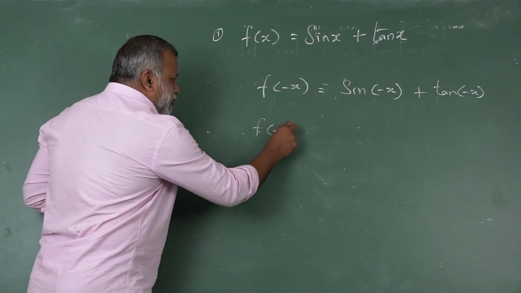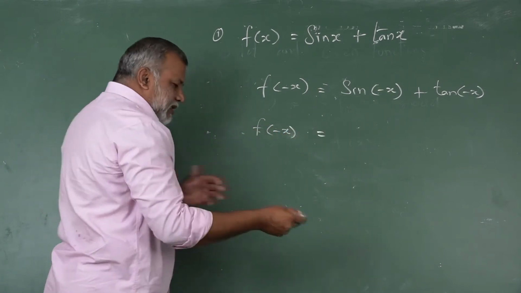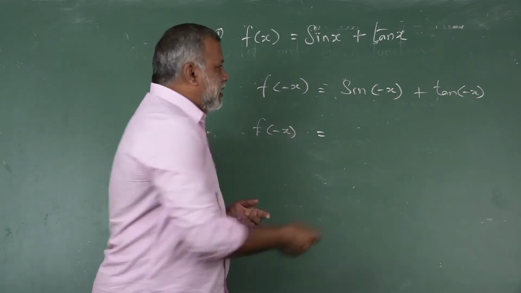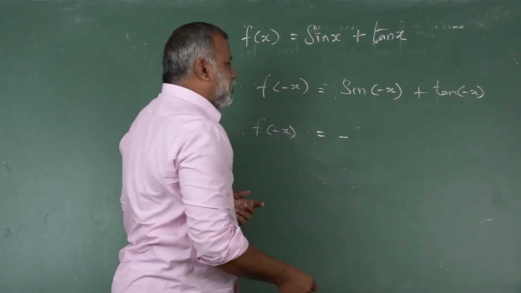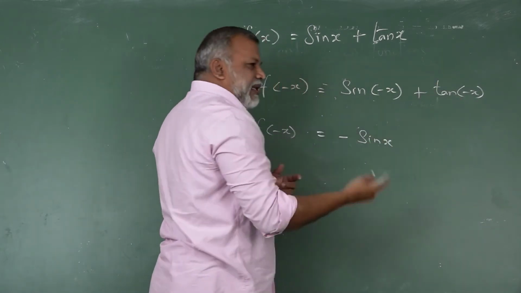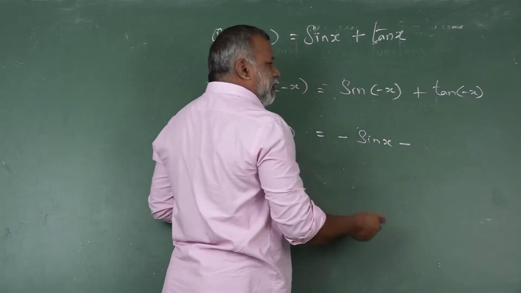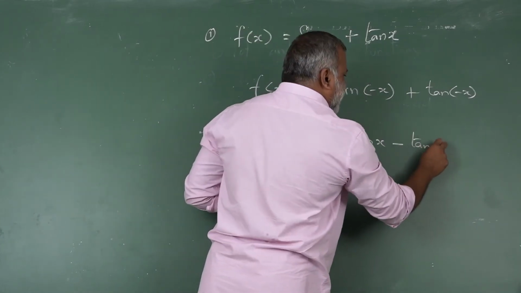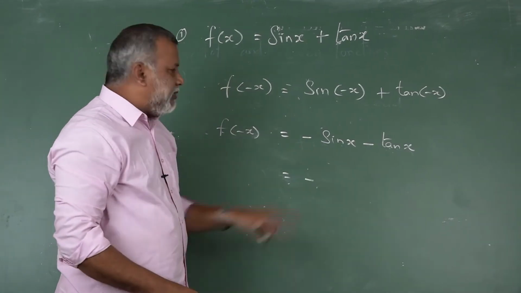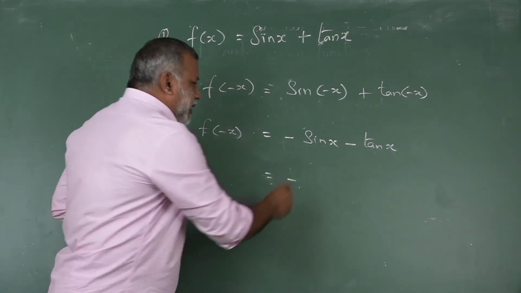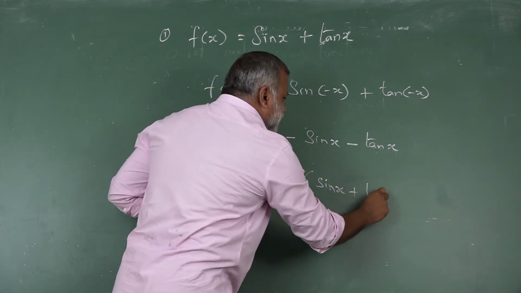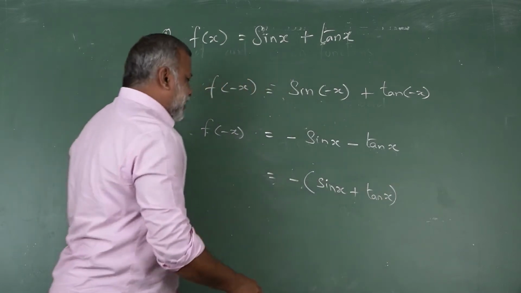Now this f of minus x is equal to, as we just discussed, sine and tan emit the negative. Therefore the negative comes out: negative sin x. Here also it emits the negative, and once again the negative comes out: negative tan x. Now we are able to take the negative as common from these two functions. So take out the negative as common. The remaining is sin x plus tan x.